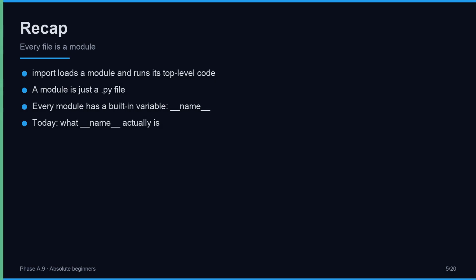Recap from the library's lessons. A module is just a .py file. When you import a module, Python reads the file and runs its top-level code, every line that is not inside a function or class. Every module also gets a built-in variable, __name__, set automatically by Python. Today we learn what that variable holds, and why it lets one file behave differently when run directly versus when imported. Every file is a module.